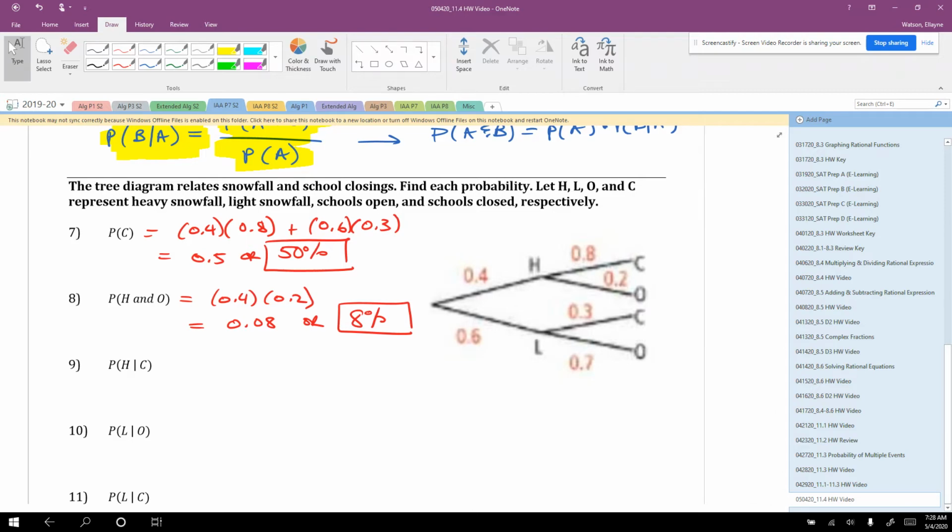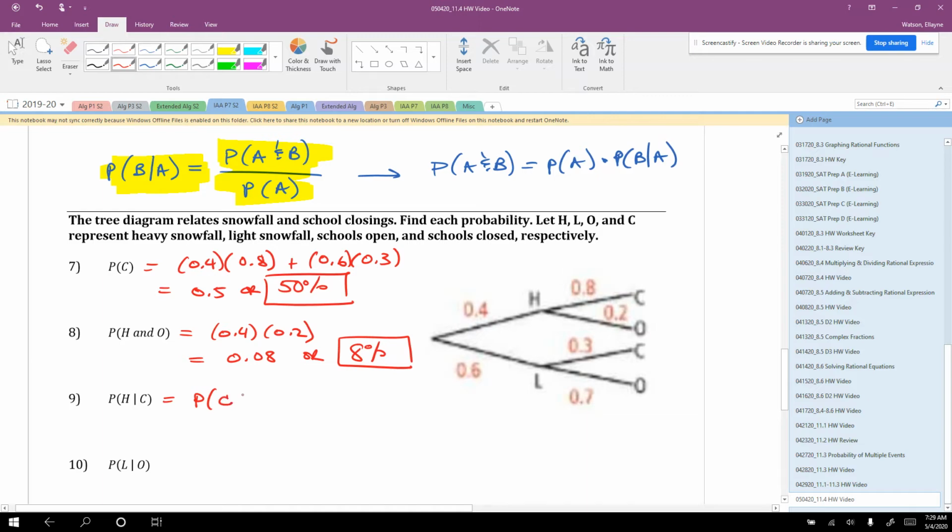It says, what's the probability of heavy snowfall given the school is closed? So again, you read that as the probability of heavy snowfall given the school is closed. Let me write this. It's going to be equal to, using this formula, the probability of closed and heavy, divided by the probability of closed. Well, we already know this is 50% because we got that right there. So don't forget that part.